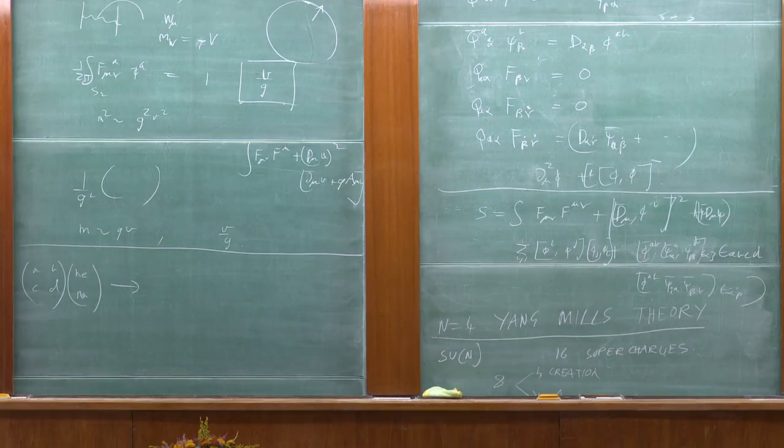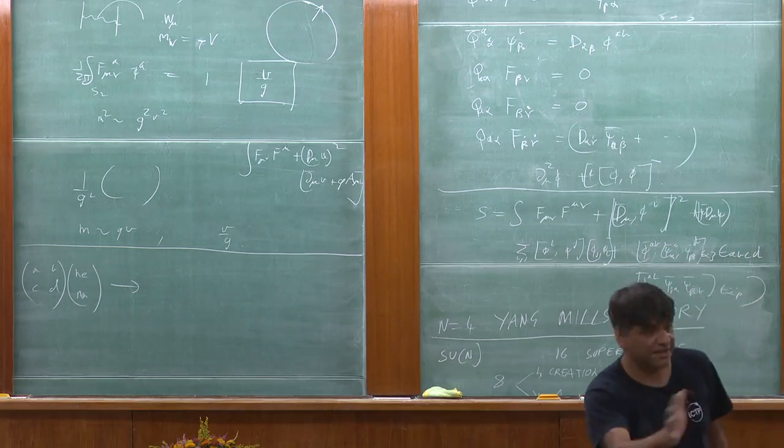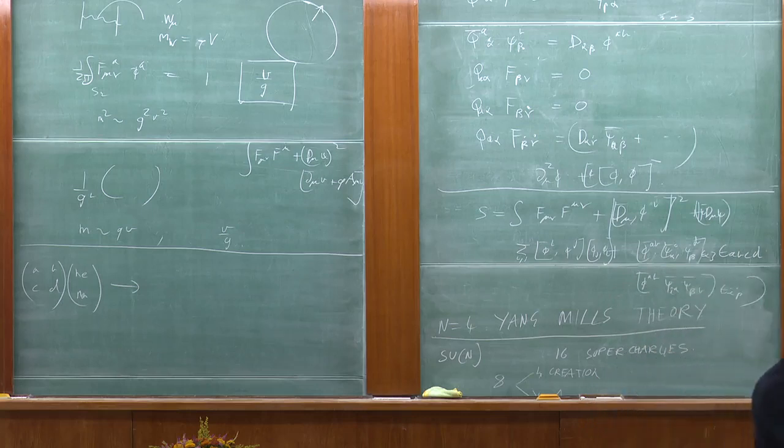Okay? And so we get a predicted spectrum for N=4 theory on its Coulomb branch, a spectrum of BPS particles, for N=4 theory on its Coulomb branch at every value of the coupling. Great, so that's a prediction, but how do you test it?